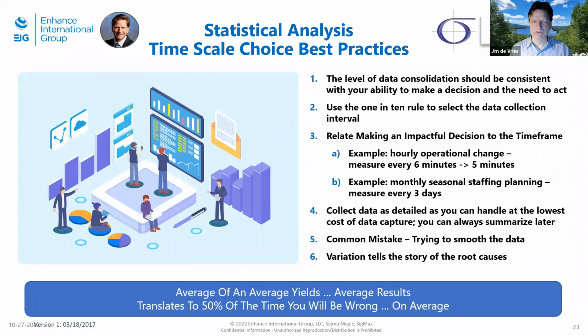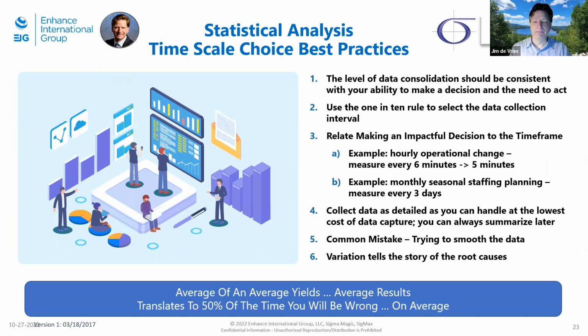So, some best practices overall: the level of data consolidation should be consistent with your ability to make a decision and your ability to act on that decision to make positive action. That's the first best practice. Use the 1 in 10 rule to select the data collection. Relate making an impactful decision to the time frame. If you want to make an hourly decision, that's 60 minutes. You divide it by 10, you get 6 minutes. So 5 minutes, let's say, is the interval that you would want to be testing. If you do that, you're going to be safe.